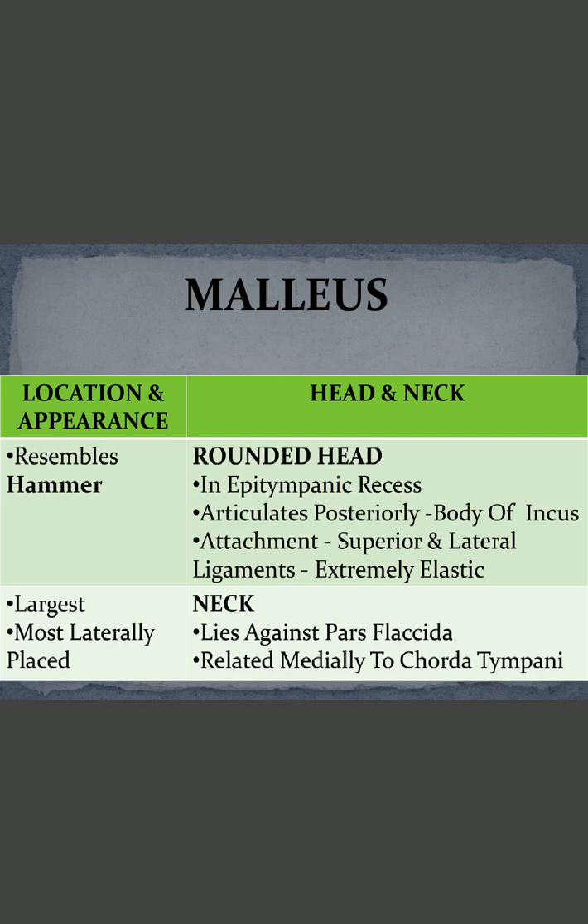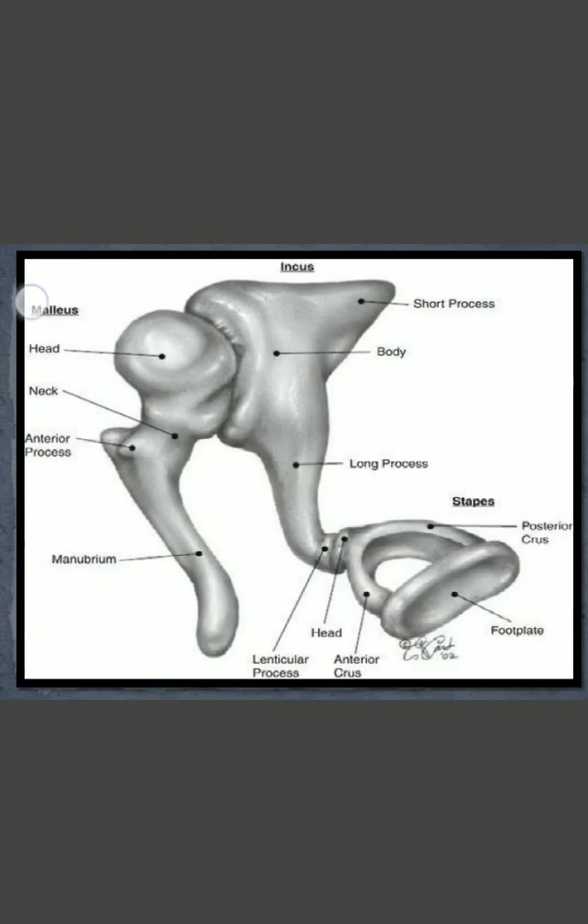The neck lies against the pars flaccida and it is related medially to the chorda tympani nerve, which is a branch of the facial nerve. So in this figure you can see this hammer shaped ossicle is the malleus and it is the most lateral. This is the lateral side. This is the side where the tympanic membrane is present. So this is the most lateral. Then the other ear ossicles. It has a rounded head and a neck.